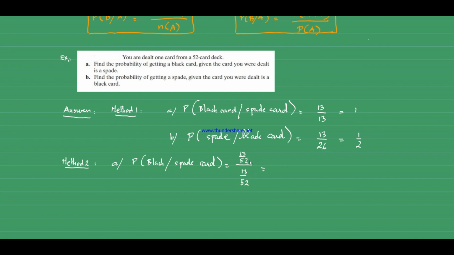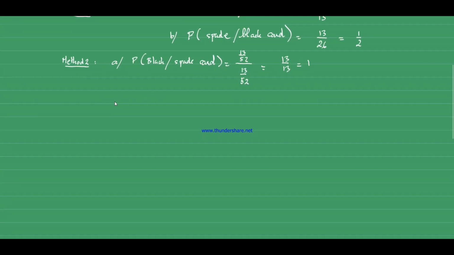Okay, so you see that if you flip the chain, you're going to end up with 13 over 13, which will just give you 1. So you see that it's the same thing, and you can do the same over here. It's the probability of speed given black. How many speed do we have? We have only 13 over 52. But how many black do we have? 26 over 52. So again, you have 13 over 26, which is a half.